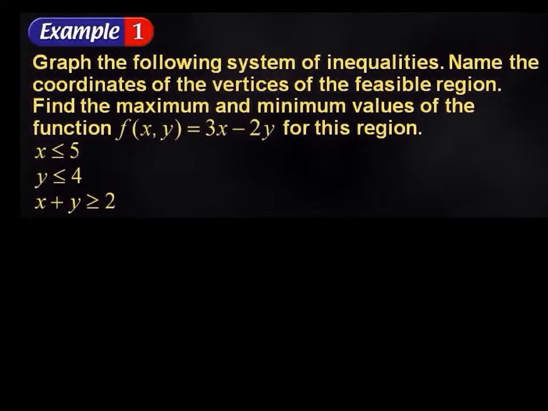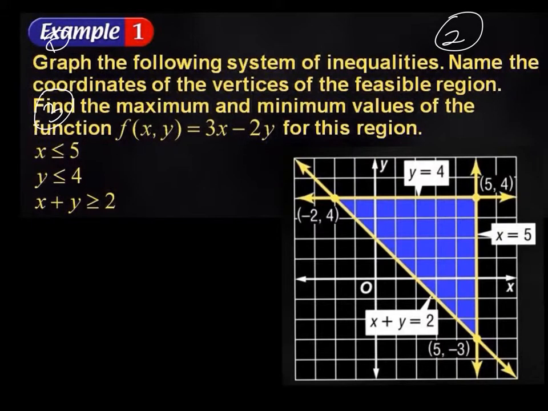Okay, so we've got three parts to this one problem. First things first, let's get the graph. x = 5 is 5 units to the right, a vertical line, and the boundary is included, so it's a solid line. y = 4, 4 units up, is a horizontal line.